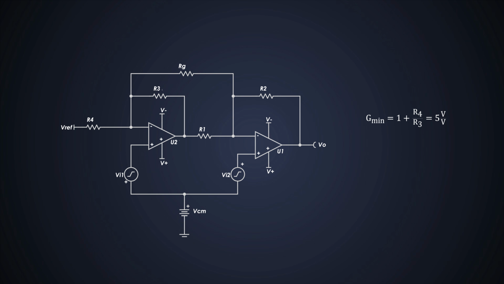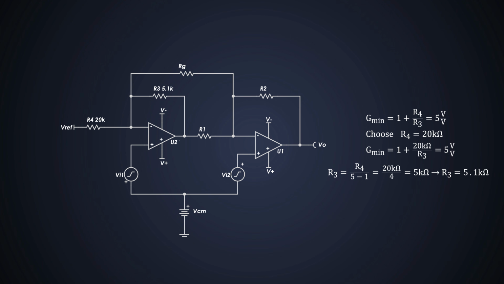But there are 2 variables and 1 equation. Here we have to assume one resistor value. We'll select it as 20K. So from these, we can calculate the R3 value, which is 5K. But I'll select 5.1 kilo ohm, which is a standard value and readily available.